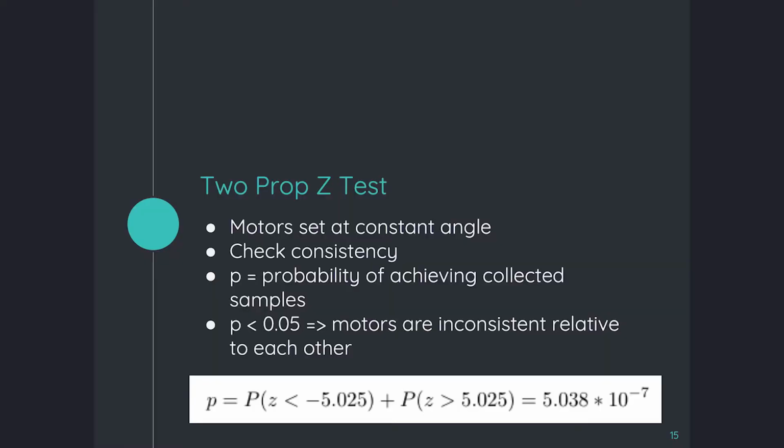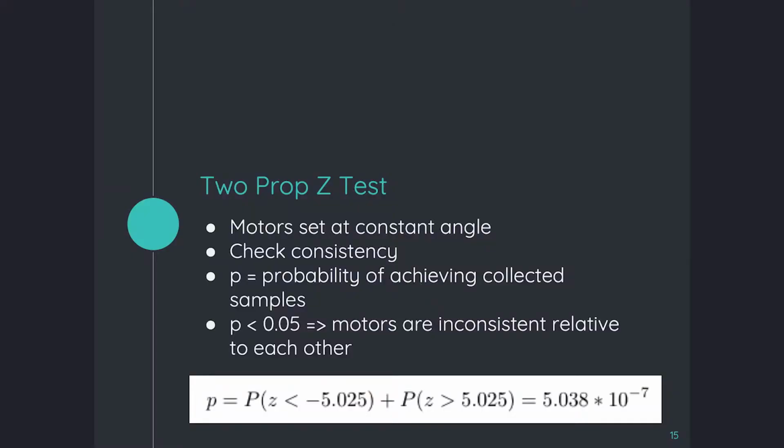So here we performed a 2-prop z-test, one of the statistical analyses we performed. This test was designed to check the consistency of both the motors. So for this test, we set the motors both at a constant angle with the same speed, and we determined the proportion of times where the motor would make a successful catch. And for a base assumption, we assumed that the motors would both be equal, and so those proportions would be equal. However, through testing, we found that one motor made a successful catch 70% of the time, and the other motor made a successful catch 20% of the time.